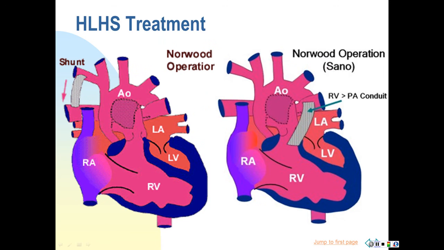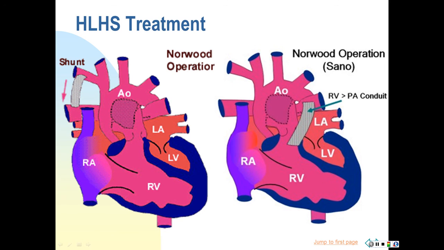So let's talk about this Norwood again. When they take the kid into the OR for a Norwood, this will be done within the first week of life. The first thing they do is they give the kid a BT shunt. We need to give them a permanent PDA. So we're going to put a piece of graft between the subclavian artery and the pulmonary artery to get more blood flow to the lungs.